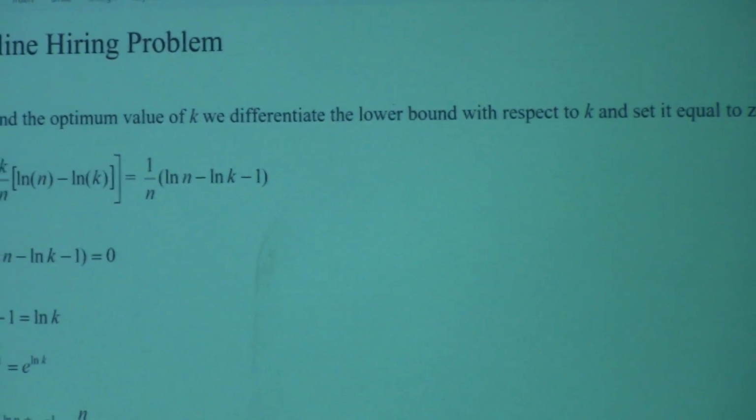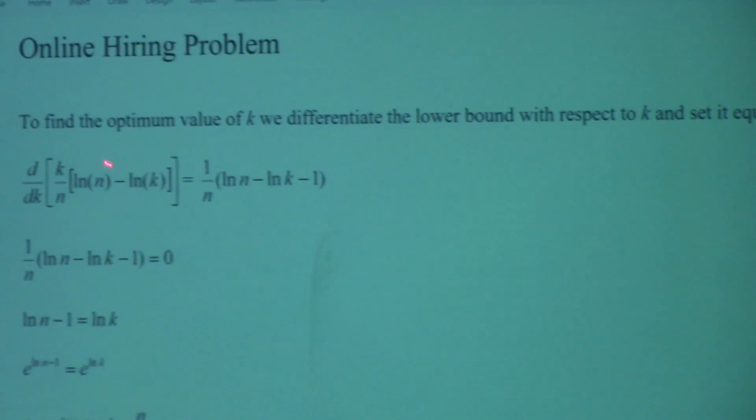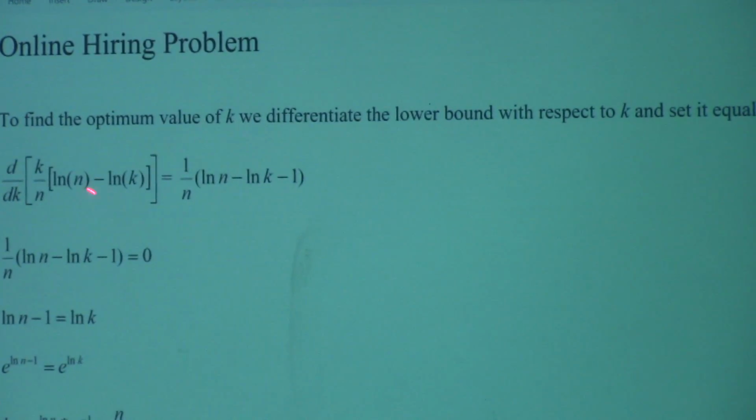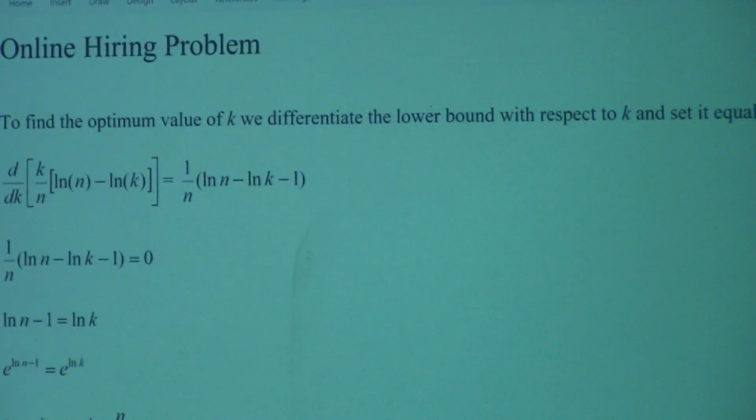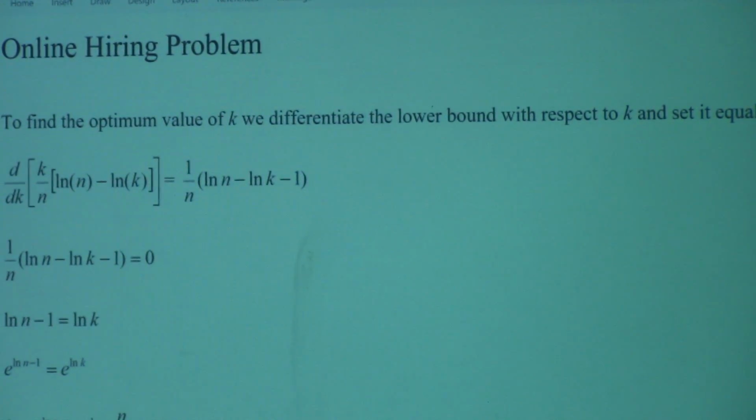So, since we have a solution, this right here is the lower limit, right? What I'm going to do is take the derivative with respect to k. Now, we all know how to take derivatives. What's a derivative? So what does a derivative do?